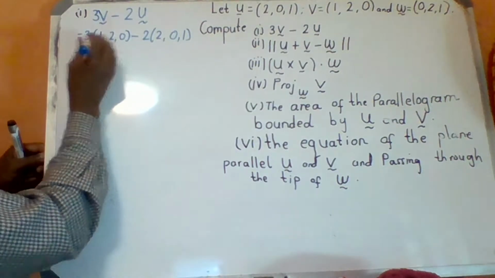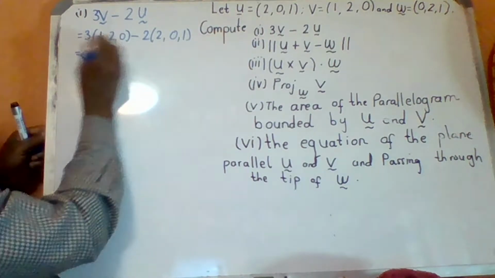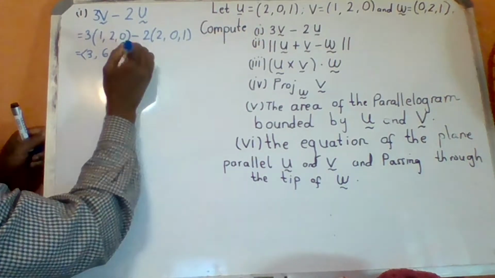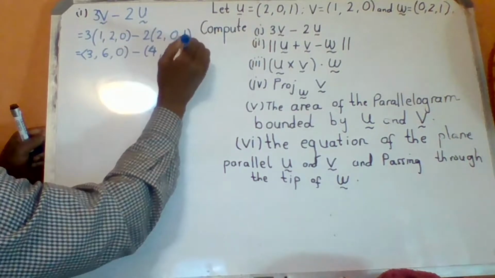So we can multiply that out. 3 times 1 equals 3, and then 3 times 2 is 6, 3 times 0 equals 0. And then minus 2 times 2 equals 4, 2 times 0 equals 0, and 2 times 1 equals 2.